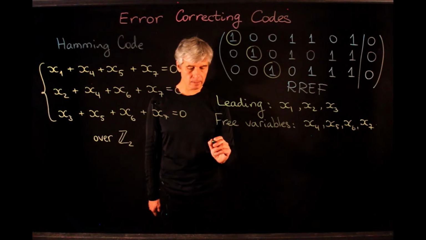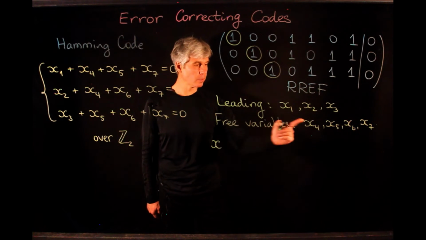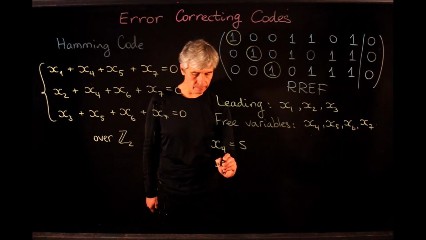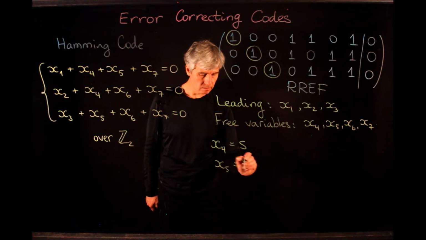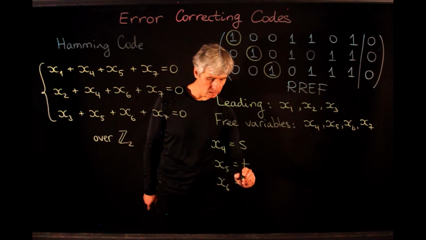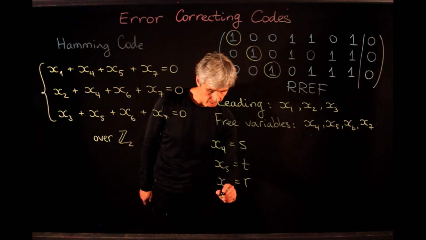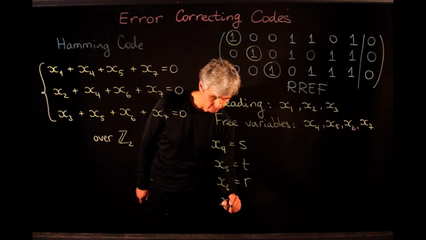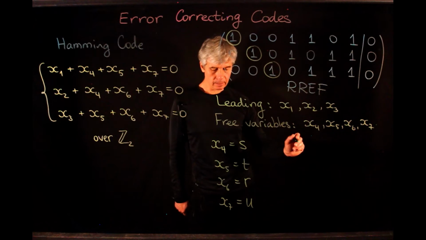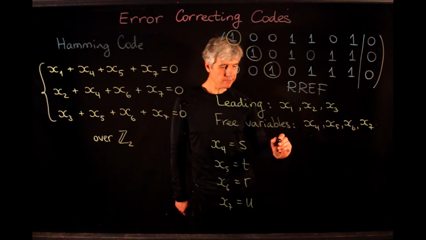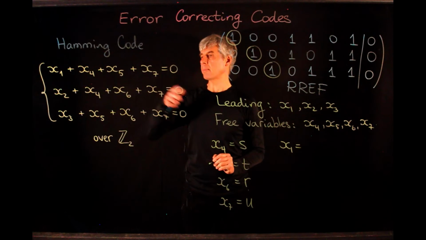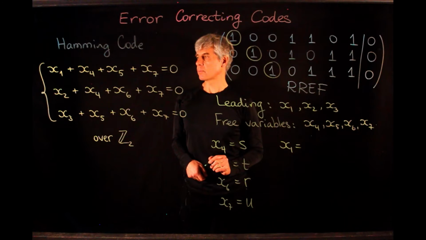So let's assign parameters. We have x4 is s, x5 is t, x6 is r, and x7 is u. And so for leading variables, we can express them using these equations.